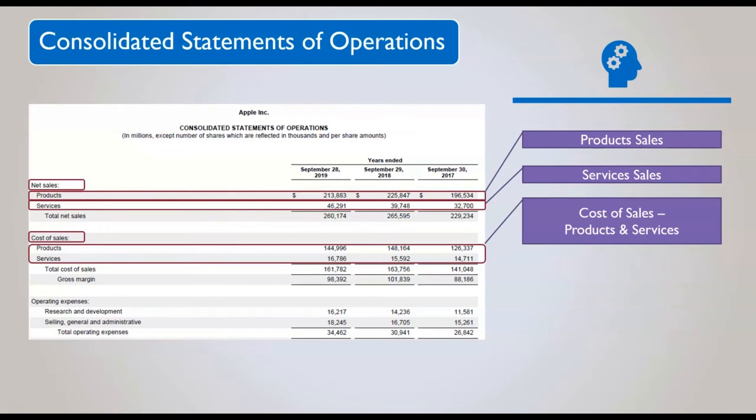In other words, this includes the direct costs related to the $260.2 billion of total net sales for the year. In order to generate those sales, Apple incurred direct costs of $161.8 billion of total cost of sales.